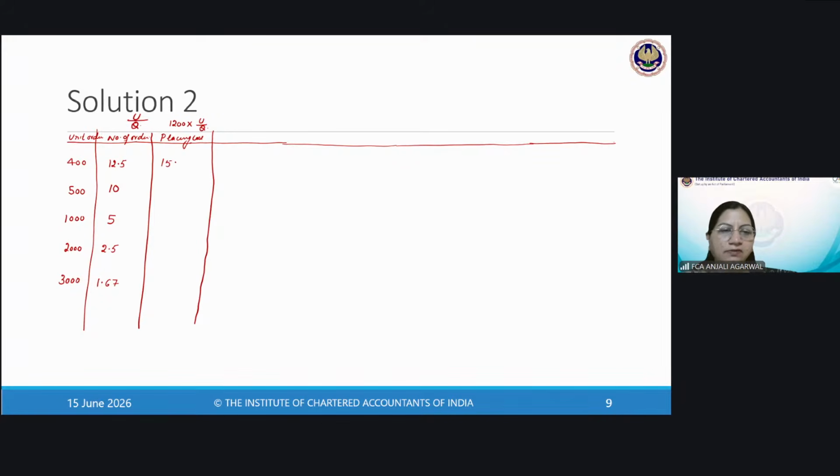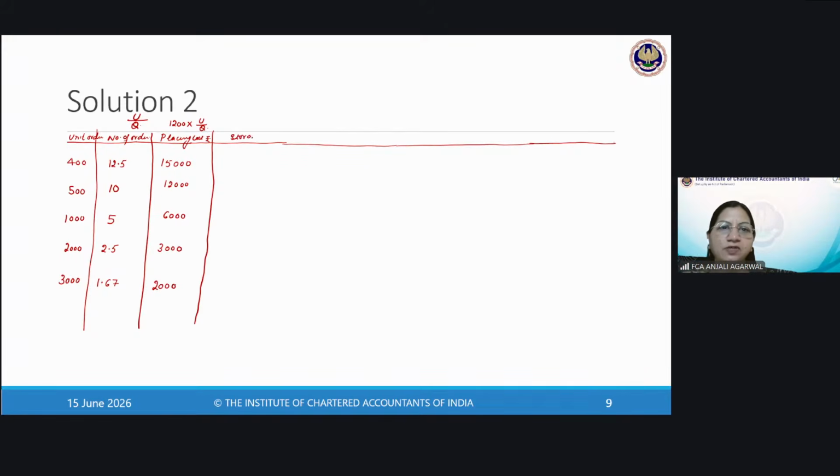15,000. 1200 into 10, 12,000. 1200 into 5, 6,000. 1200 into 2.5, 3,000. And 1200 into 1.66, 2,000.